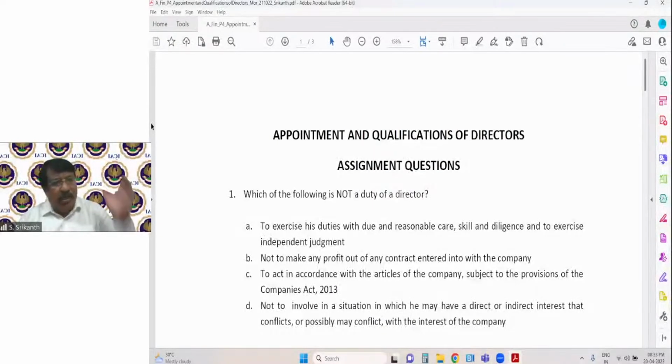Okay. DIR12 compulsory. DIR11 option. Have you understood? 1D.